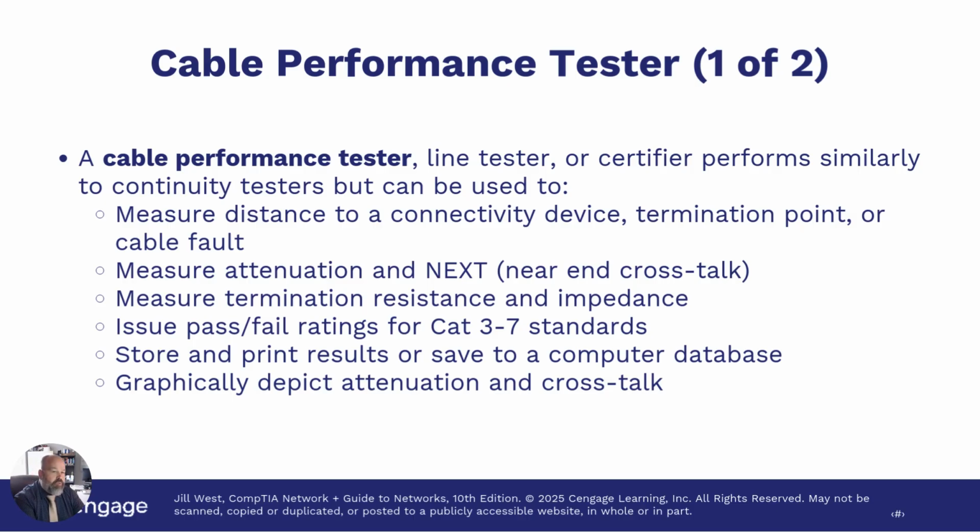Next is a cable performance tester. This is like a continuity tester on steroids because they can help measure distance to cables, distance to devices or cable faults. So either does it get there or is there a break somewhere? You can also measure attenuation and crosstalk, which is also called NEXT. It can check termination resistance. It can check impedance. It can issue pass fail ratings for Cat 3 through 7. It can store and print results, and it can even create graphical reports of problems. So this is a big dog here. Very important and very helpful.